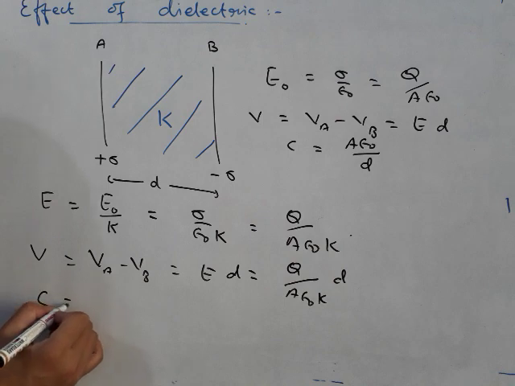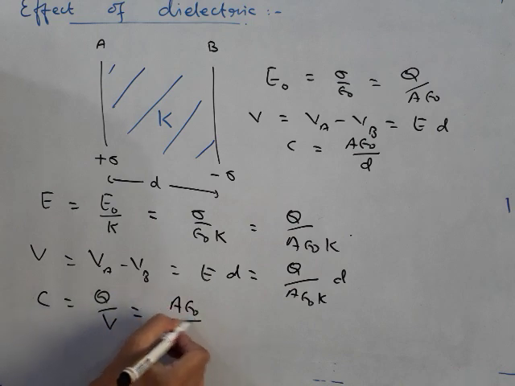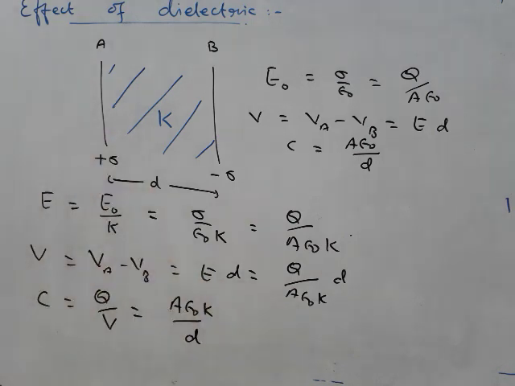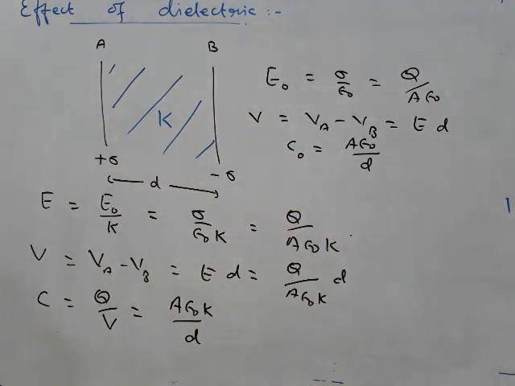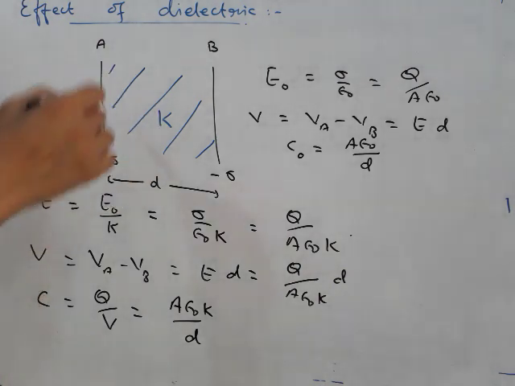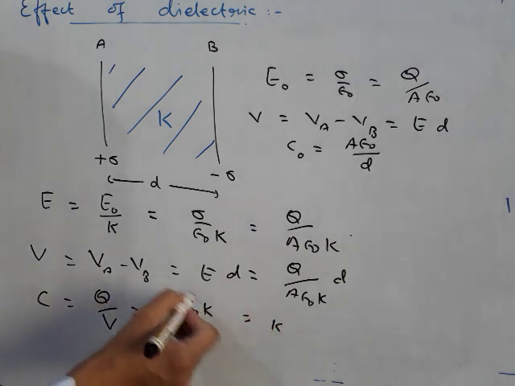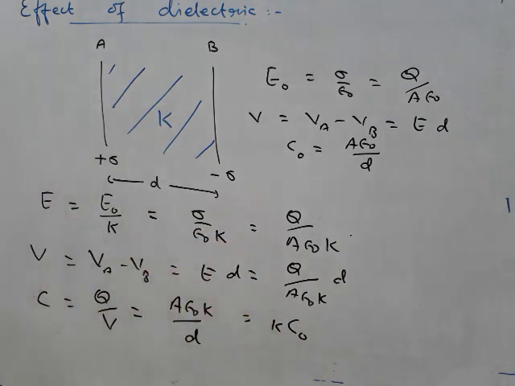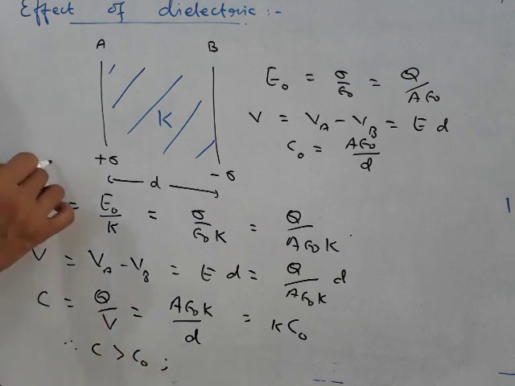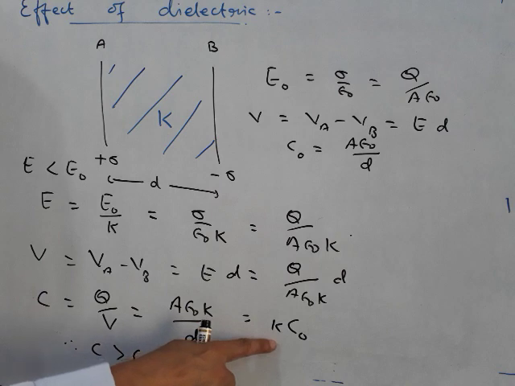And now the new capacitance C is equal to Q upon V. So Q upon V will become A epsilon naught K upon D. This was the capacitance in vacuum, A epsilon naught upon D, and this is the capacitance in presence of a medium that has dielectric constant K. So we find that the capacitance is K times the original capacitance, and we had discussed K is greater than 1, and therefore C is greater than C naught. Remember, E is less than E naught. E decreases by a factor of K, and capacitance increases by a factor of K.